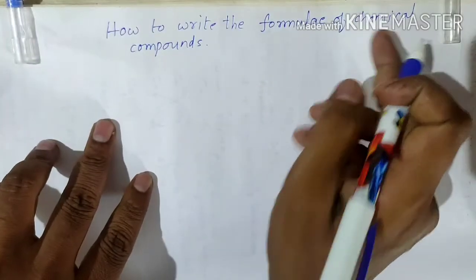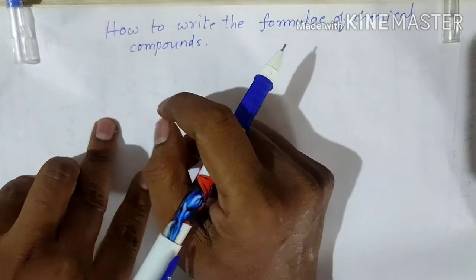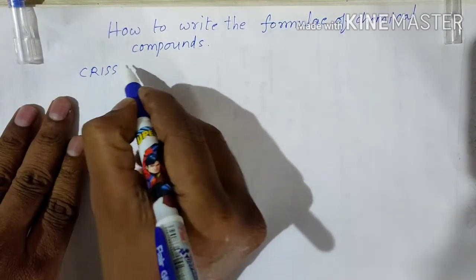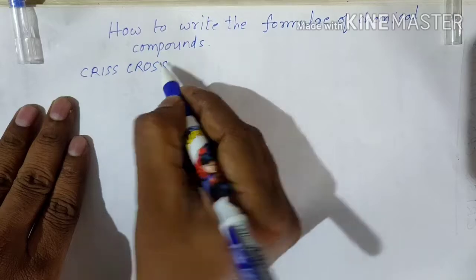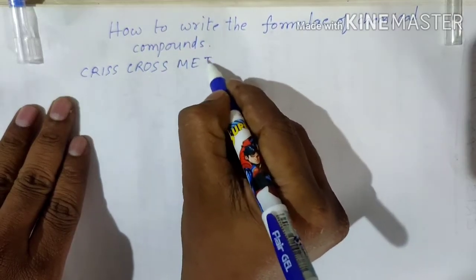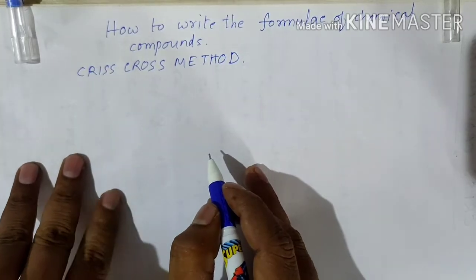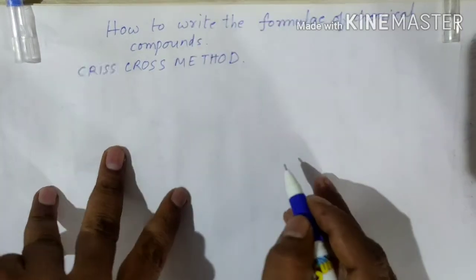Write the formula of chemical compounds. So generally we use the criss-cross method. So the method name is criss-cross method. In this criss-cross method, we have to follow a total of 6 steps.